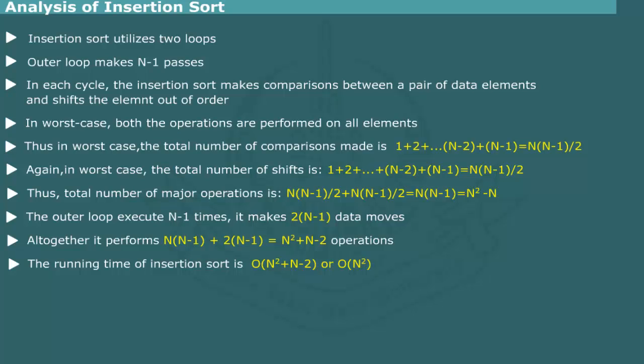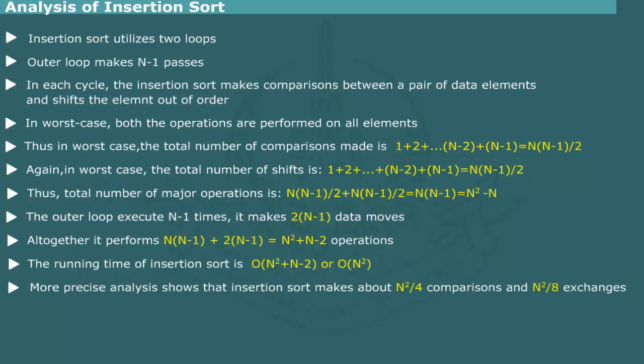A more precise analysis would show that on average, insertion sort makes about n²/4 comparisons and n²/8 exchanges. Thus, even though insertion sort has quadratic runtime, it performs better than bubble sort and selection sort. It is, however, inefficient for large datasets comprising several thousand data items.